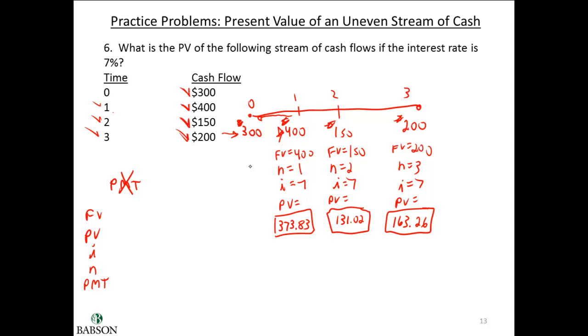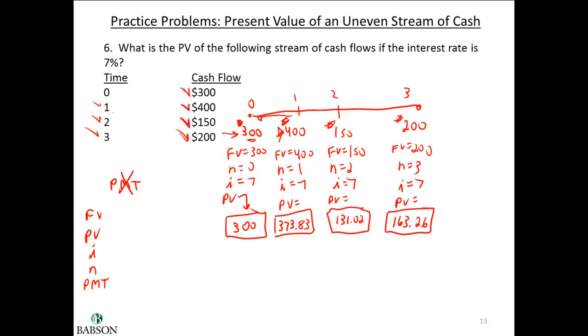We didn't do this one. What's the present value of this 300? What's this worth today? Well, it's already in today's dollars, so we don't have to do anything to it. If you did happen to enter in future value as 300, n equals 0, I equals 7, and solve for present value, you'll just get back to 300 anyway.